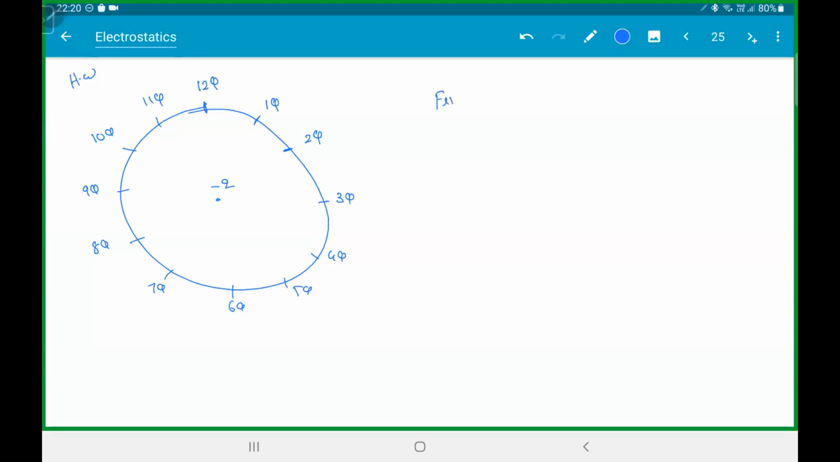Find the direction of force on minus Q. This will be fun. I don't want the magnitude, just the direction of force on minus Q. You can try this as homework.